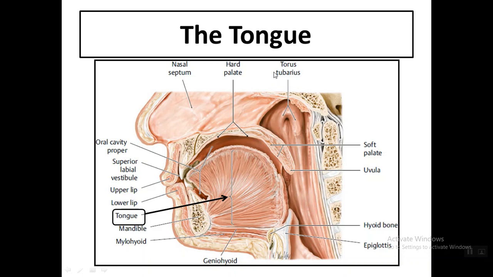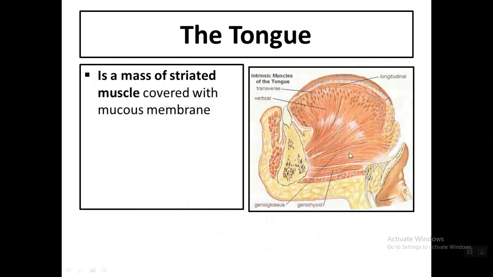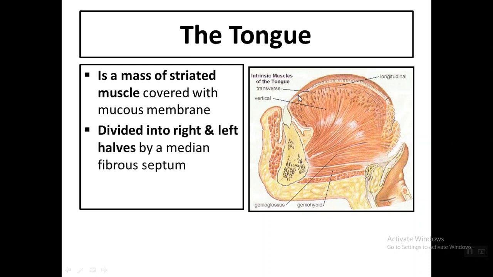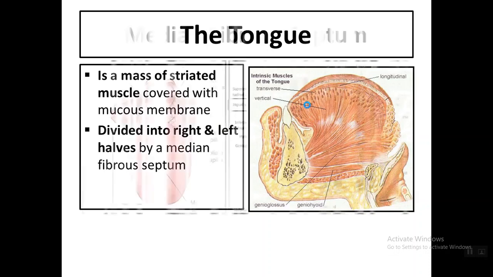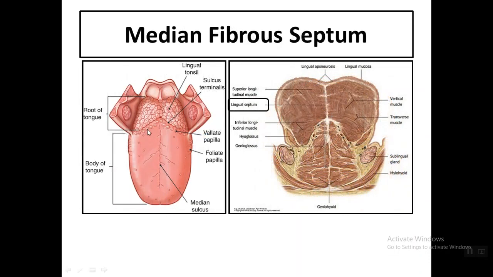Now we come to another item, which is the tongue. The tongue is a mass of striated muscle, or skeletal muscle, that is covered with a mucous membrane. It is divided into right and left halves by a median fibrous septum. We can see in this figure, this is the tongue. It is a mass of striated or skeletal muscle. It consists of two halves. They are connected in the midline by a median fibrous septum.